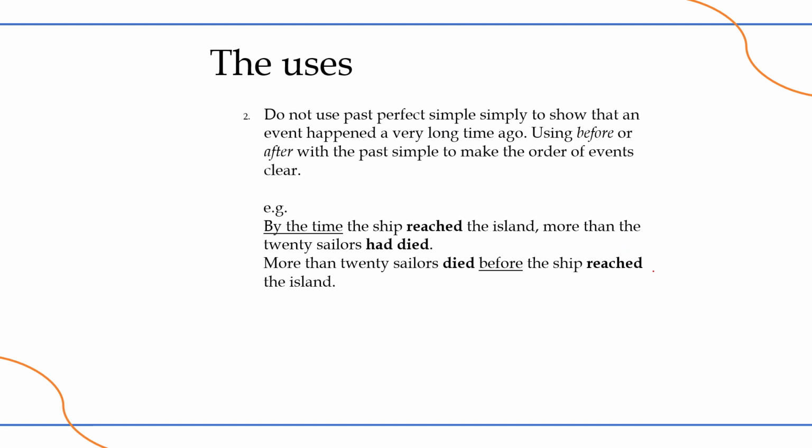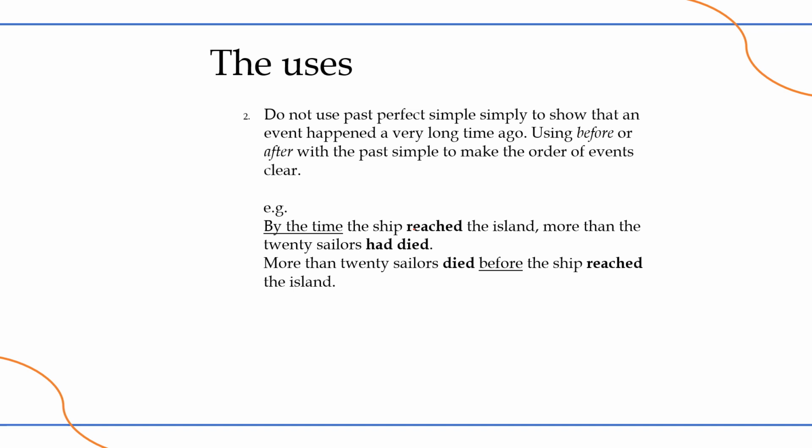Okay, then we come to the second use. Do not use past perfect simply to show that an event happened a very long time ago. Use before or after with the past simple to make the order of the events clear. For example, by the time the ship reached the island, more than 20 sailors had died.